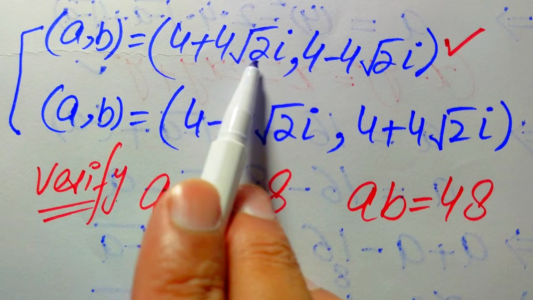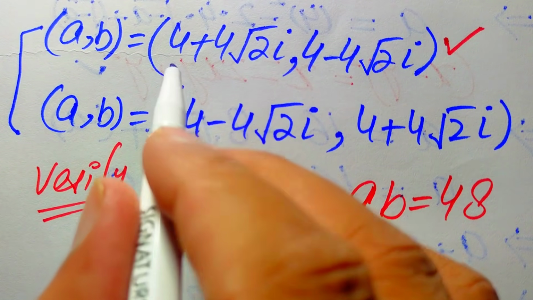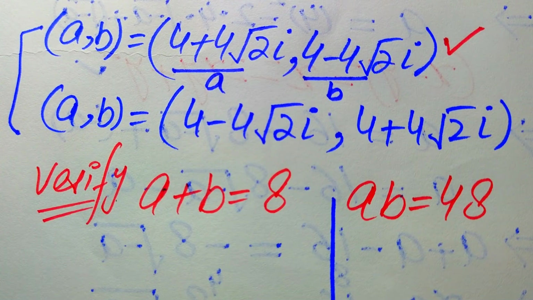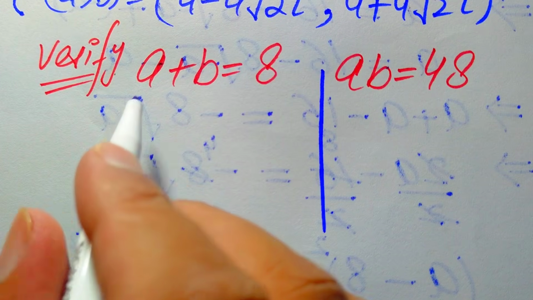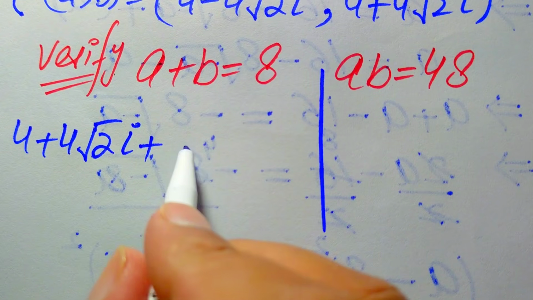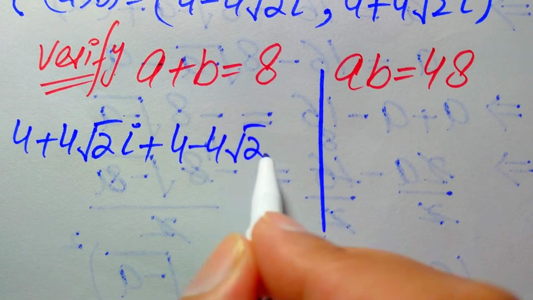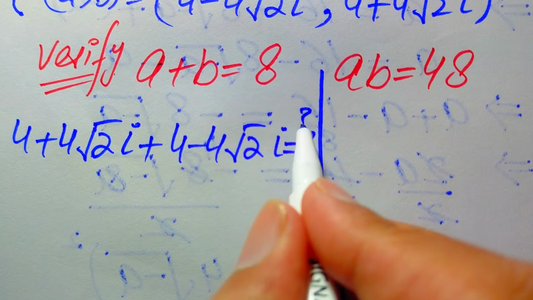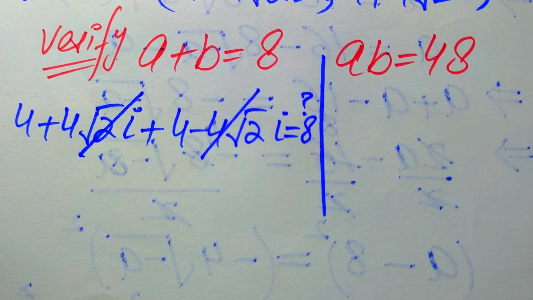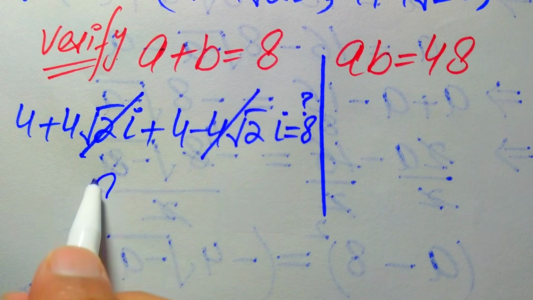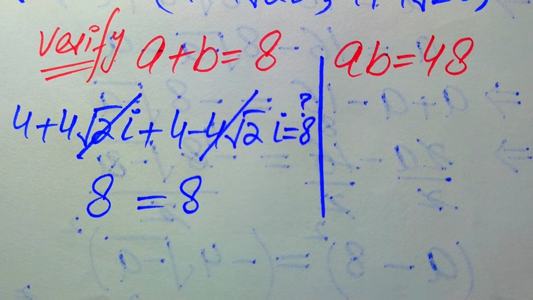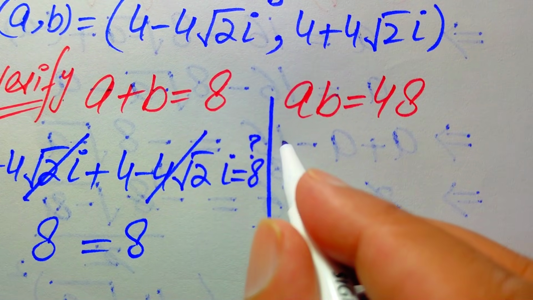So now for verification of this, we substitute a is equal to this value and b is equal to this value. We put both of these values in both of these equations. The value of a is 4 plus 4 times square root of 2 iota, and the value of b is 4 minus 4 times square root of 2 iota, and we check whether this equals 8 or not. So this is the negative term, this is the positive term, they cancel out each other and we get 4 plus 4 becomes 8 equals 8. So clearly the first root satisfies the first equation.